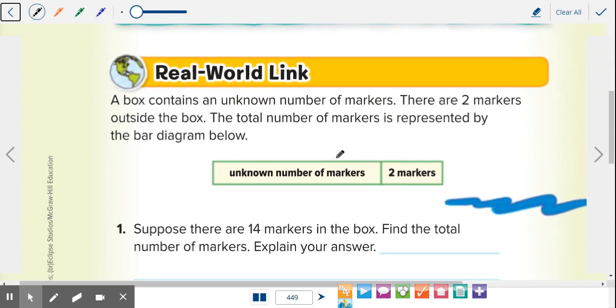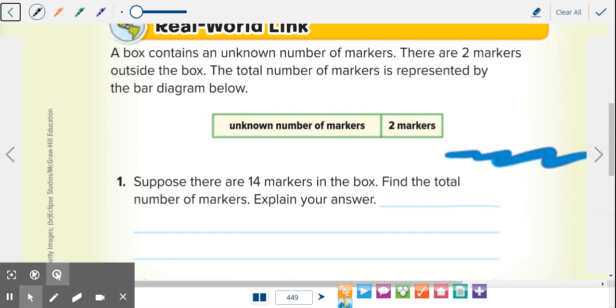All right, so down here, now it says a box contains an unknown number of markers. There are 2 markers outside of the box. The total number of markers is represented by the bar diagram below. So here we go, here's our bar diagram. Now, they said 2 markers were left outside of the box. What would this represent? The unknown number of markers. What's that represent? Layla? The number of markers in the box.